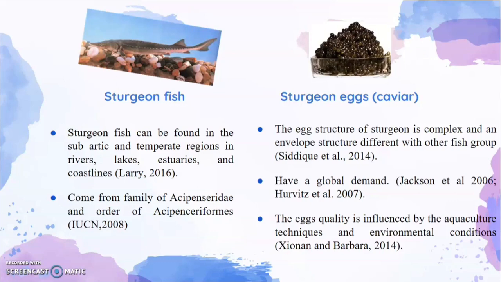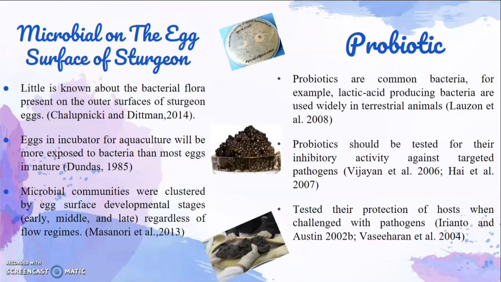It has a global demand, and the egg's quality is influenced by the aquaculture technique and environmental condition. Little is known about the bacterial flora present on the outer surface of sturgeon eggs. Eggs in incubators for aquaculture will be more exposed to bacteria than most eggs in nature. Microbial communities were clustered by egg surface developmental stages regardless of flow regime.